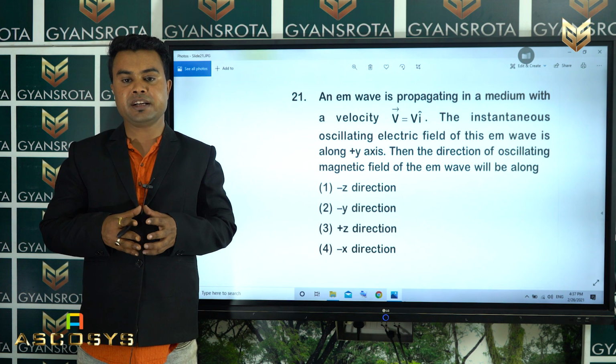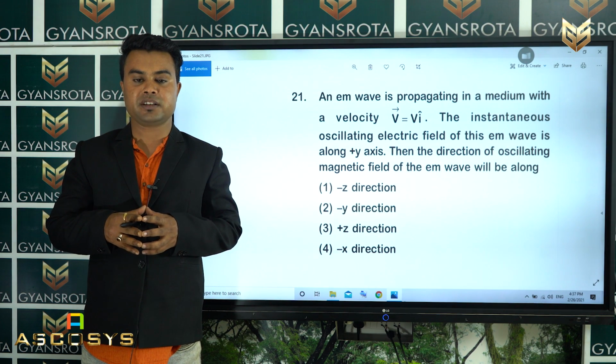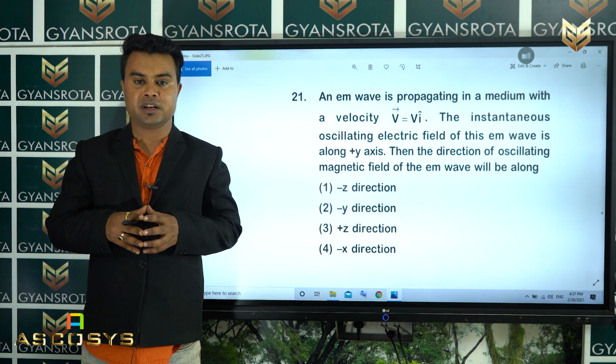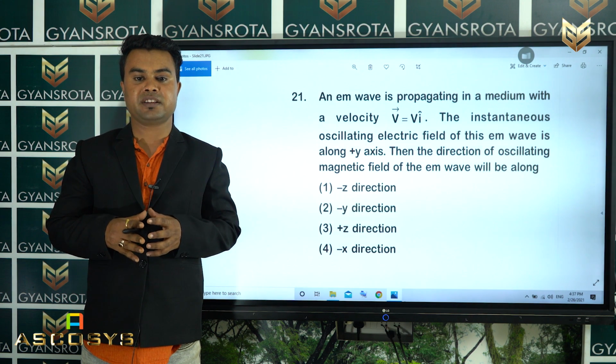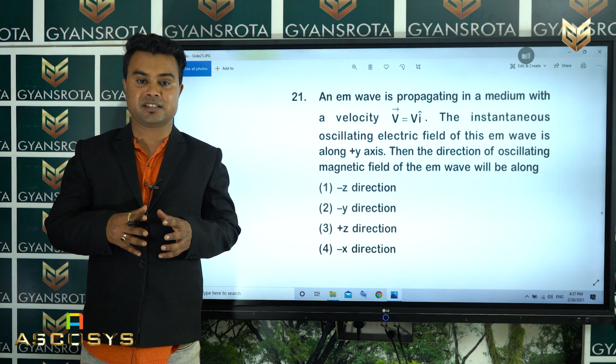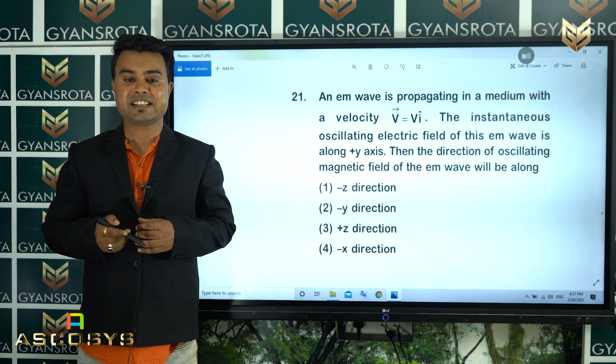This is a quite simple question. We know the electric field vector and magnetic field vector are perpendicular to each other. If the electric field vector is in the y-axis, the magnetic field vector has to be in what? Z-axis, because the direction of velocity is already in the x-axis.